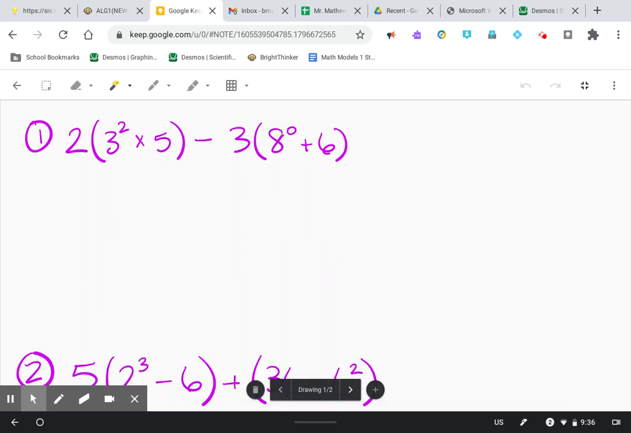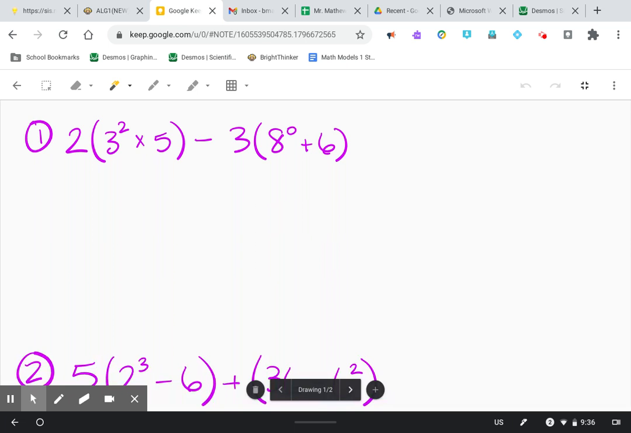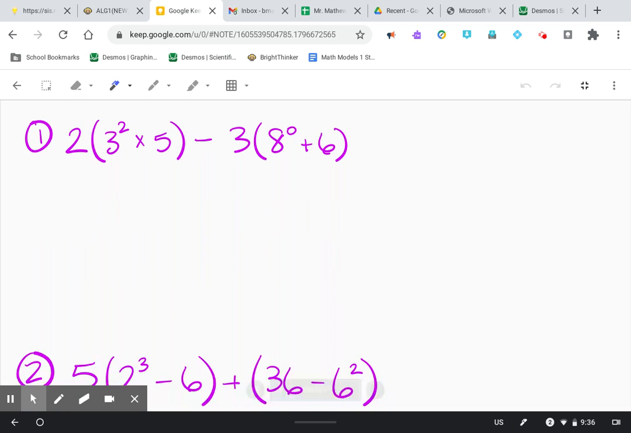We're going to talk through some of the issues, some of the things that you need to know about here. Whenever we sit down to one of these exponent problems, the first thing we need to understand is we are going to use order of operations.